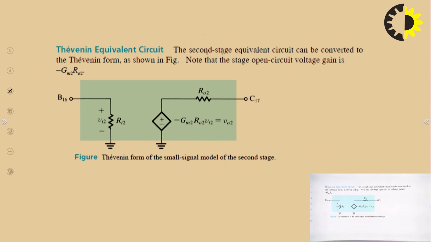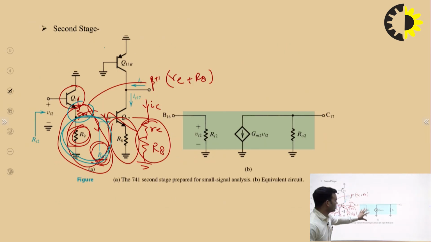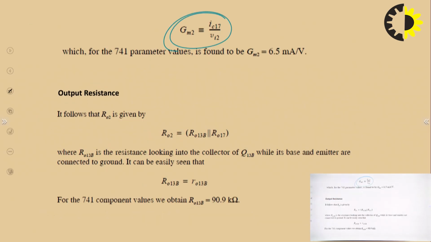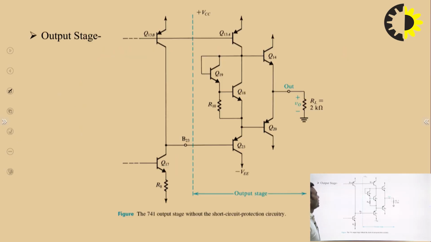So now this will be the Thevenin equivalent of the second stage. Actually, this is what we can say is the equivalent circuit of the second stage. But when we combine the first, that means input, second stage and third stage, at that time we will need this Thevenin equivalent circuit. That's why we are using this. So now the next stage is the output stage. We have analyzed the input stage and second stage. Now let us move towards the output stage.